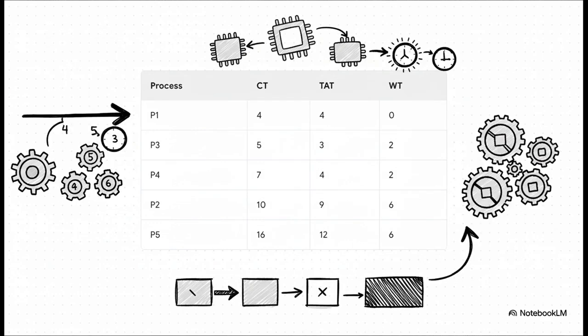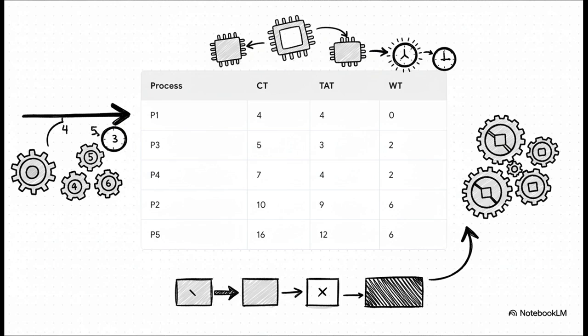Let's build the Gantt chart for SJF. Again, we start at time 0. Only P1 is here, so it's the only choice. It runs for its 4 units and finishes at time 4. Now this is where SJF gets interesting. At time 4, we look at who's arrived. P2, P3, P4, and P5 are all waiting in the ready queue. Now we have a choice to make. We look at their burst times. P2 is 3, P3 is 1, P4 is 2, and P5 is 6. Who's the shortest? That's P3 with a burst of just 1. So P3 gets to run next, from time 4 to 5.